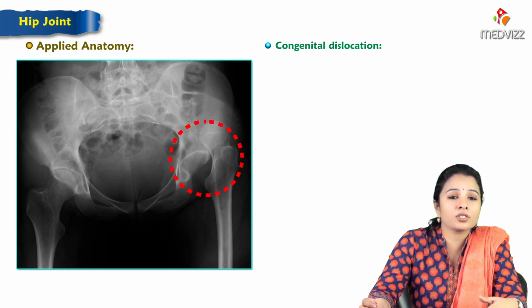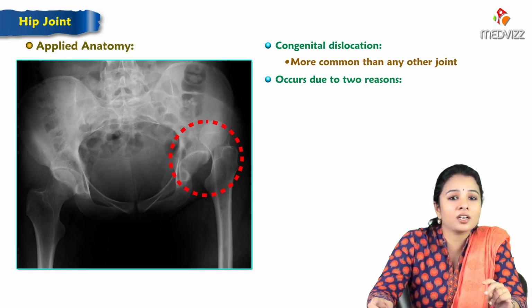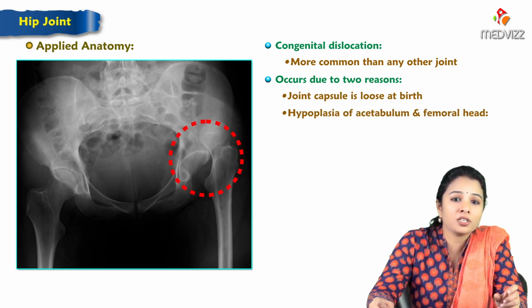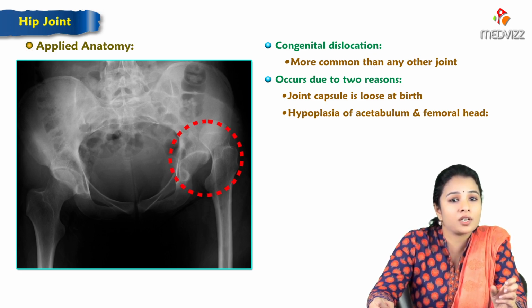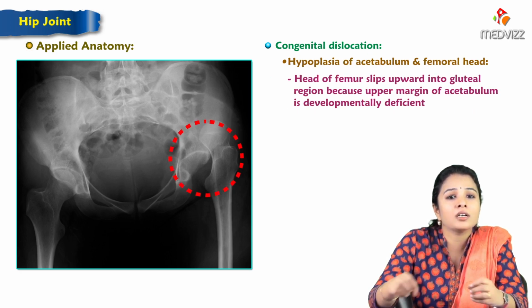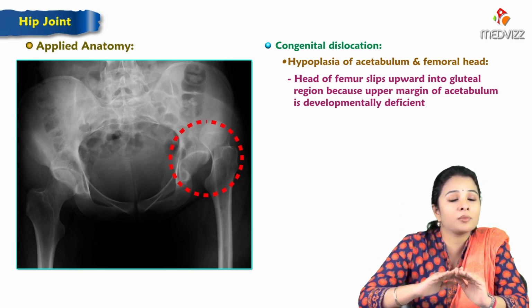So the congenital dislocation of hip joint is more common than any other joint in the body. So hip joint congenitally often dislocates. It occurs due to two reasons. That is, the joint capsule is loose at birth, that is one reason. Second is hypoplasia of acetabulum and head of the femur. So because of the hypoplasia of acetabulum and femoral head, in this condition, the head of the femur slips away upwards into the gluteal region, and because of the upper margin of the acetabulum is developmentally deficient.